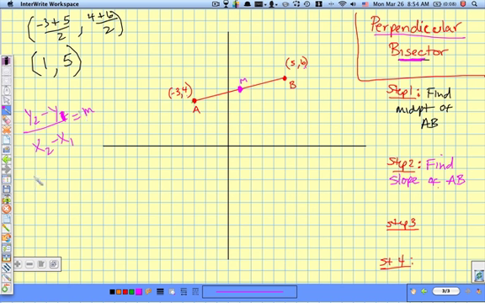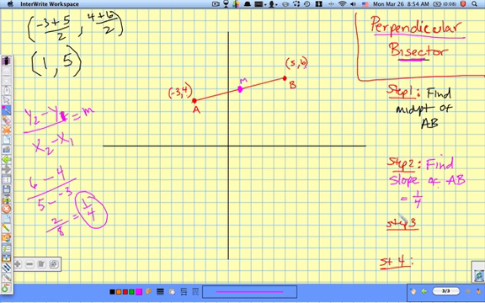Here we go, Y2, 6, minus Y1, 4, all over X2, 5, minus negative 3. 6 minus 4, that's 2, divided by 5 plus 3, which is 8, which equals 1/4. So the slope of AB in this case is equal to 1/4. Now here's the confusing part that people forget.